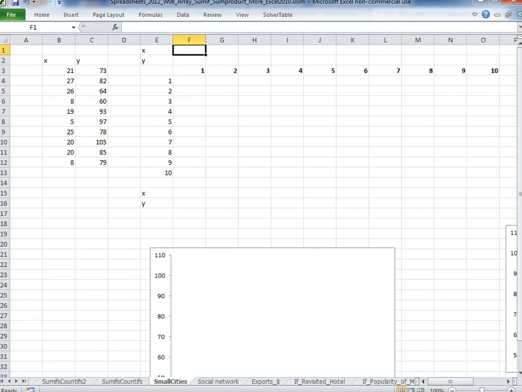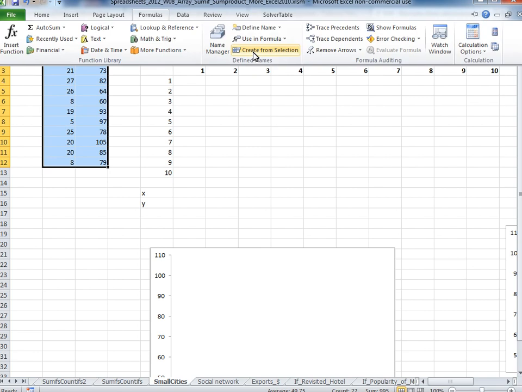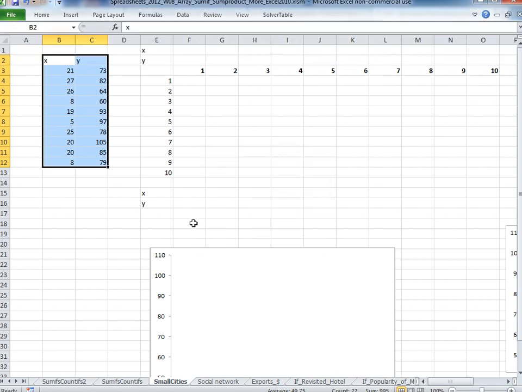From the previous video, we're now equipped with knowledge about how we can use array formulas with ordinary functions such as f. We will use this knowledge in this following exercise, in which we have the coordinates of 10 cities. The x and y coordinates, so let's give names, formulas, create from selection, top row.